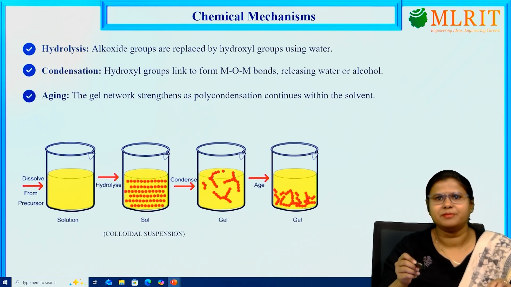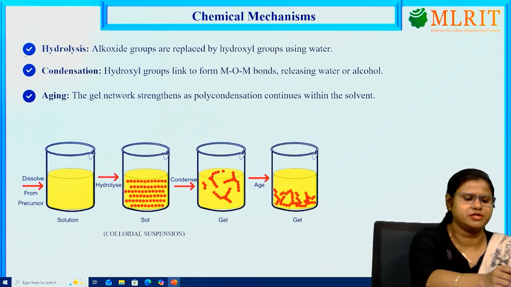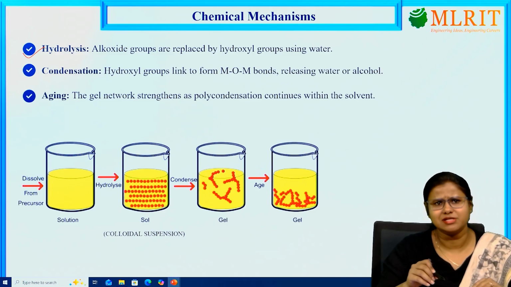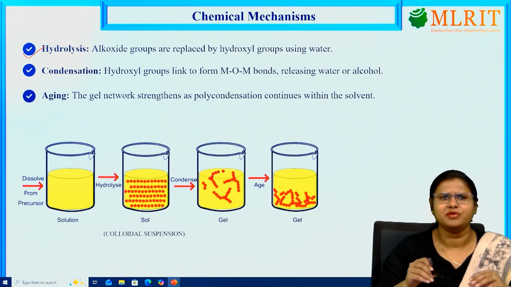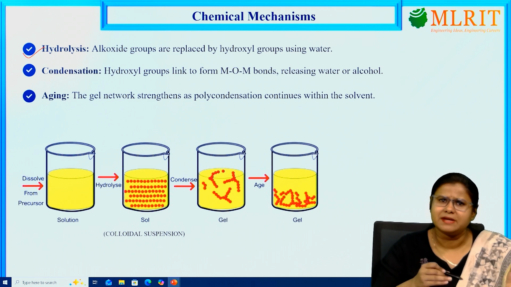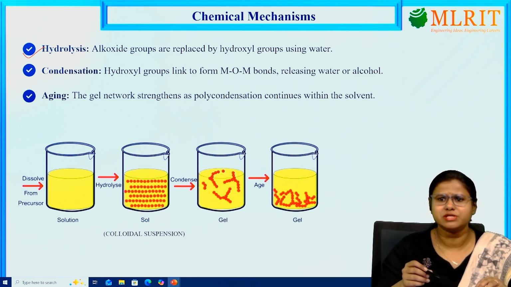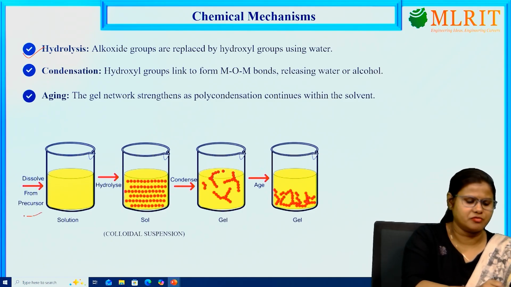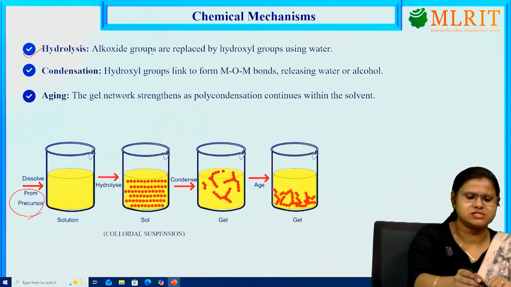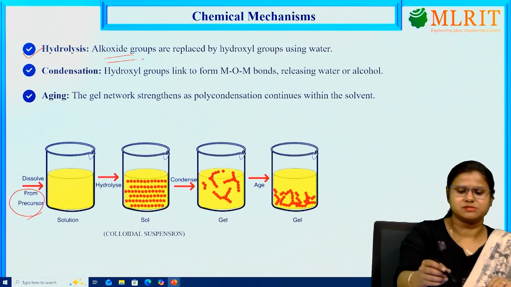So let's see the chemical mechanism of this process. First, we are following hydrolysis. In this hydrolysis process, the alkoxide groups are replaced by hydroxyl groups using water. First we dissolve the precursor, or whatever basic material we are taking, mostly in distilled water. Then this alkoxide group will be replaced by hydroxyl group.